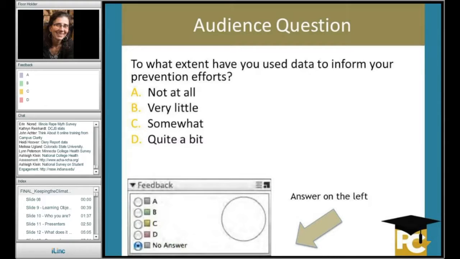No, I think it's in line with what we expected. I think more and more people are using data, and it's wonderful to see that it's almost broken into thirds, so that a third are using data to inform prevention strategies. Quite a bit. It's really encouraging.